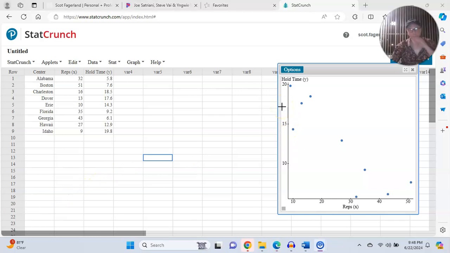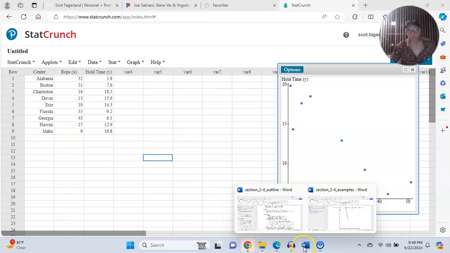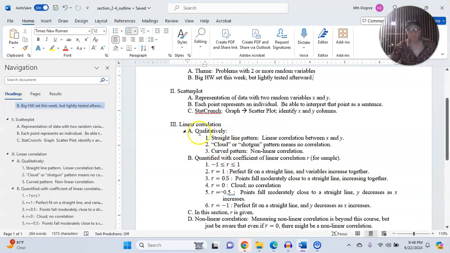After we graph a scatter plot, the next thing that we'll want to be concerned about is looking for patterns that these points exhibit. So if we return to the lecture outline, there are three main patterns that we want to be aware of. The most important one is the straight line pattern.